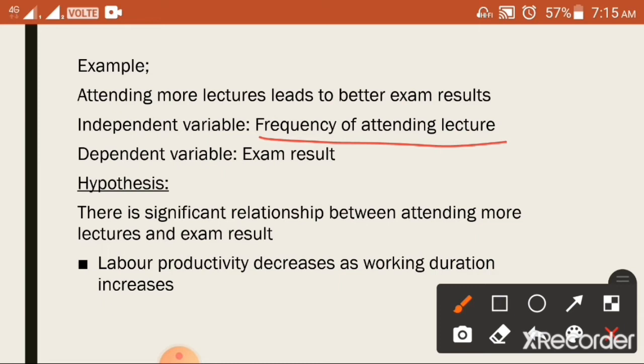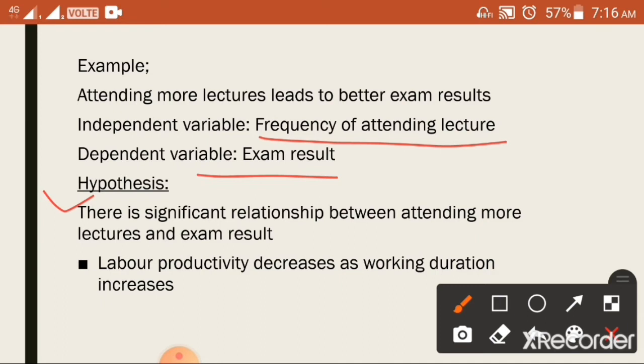Next, the dependent variable. The dependent variable is the exam result. It is dependent upon attending lectures. So we can say here the dependent variable is the exam result and the independent variable is the frequency of attending lectures. With the help of these two variables, we can prepare a hypothesis. There is a significant relationship between attending more lectures and exam result. There may be a relationship, there may not be a relationship. So we should prepare H0 and H1. There is a null hypothesis and an alternative hypothesis that we will discuss later. Here the hypothesis is just that there is a significant relationship between attending more lectures and exam result. This is only our guess.